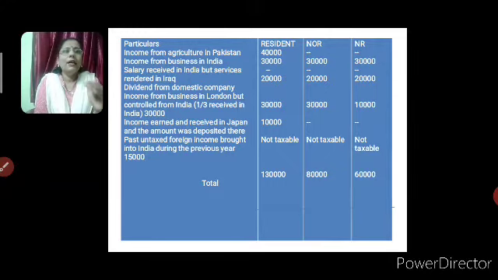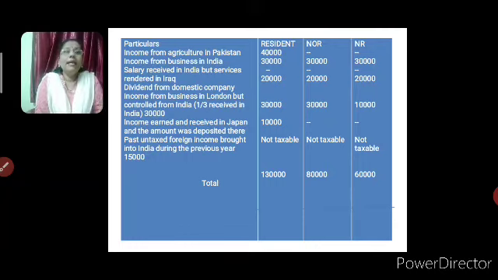Then next, income from business in India. If the income from business is in India, then it will be liable to tax for all three: resident, not ordinarily resident and the non-resident. Then the salary received in India but the services rendered in Iraq. See here, if it is received in India, wherever we may render services, it will be liable to tax for all three: 20,000, 20,000, 20,000.